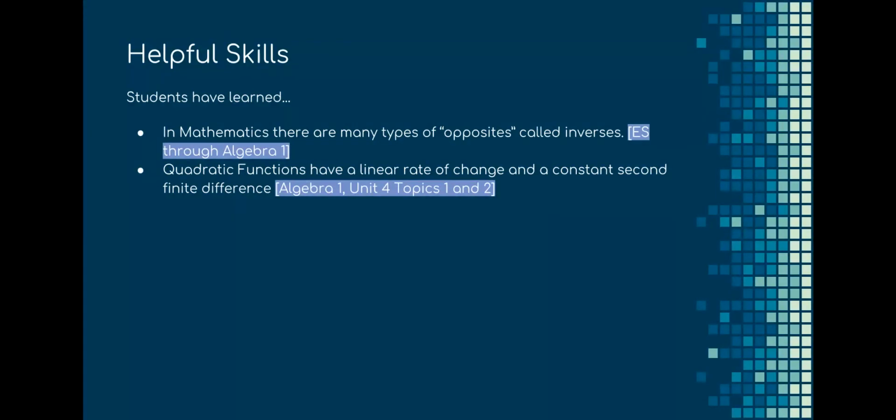Some of the skills that students have learned up to this point that will be helpful is that in mathematics, there are many different types of opposites that we call inverses. This is developed all throughout elementary school and all throughout Algebra 1. We also have learned in previous segments of the algebra curriculum that quadratic functions have a linear rate of change and a constant second finite difference. This is done a lot specifically in Unit 4, Topics 1 and 2.